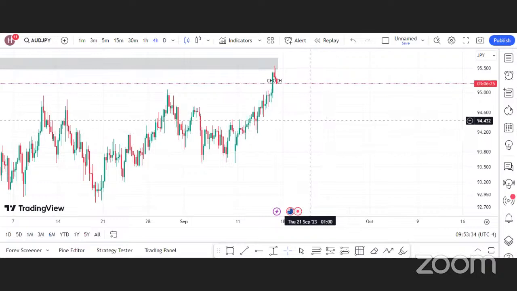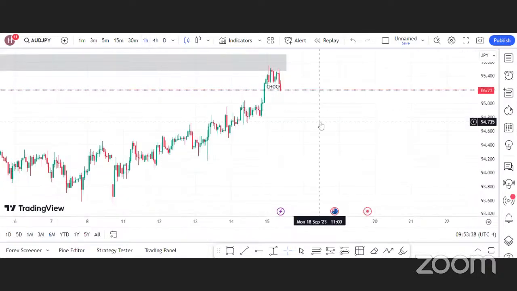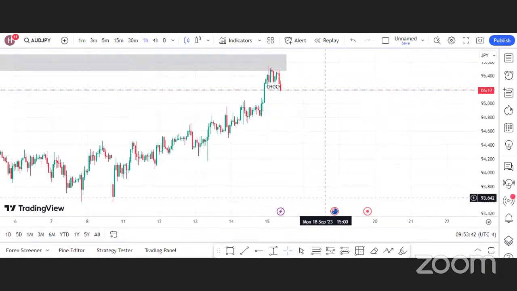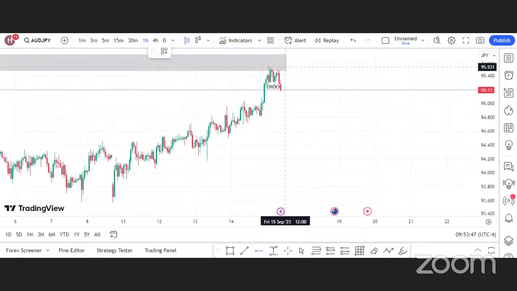So the only thing we could do right now is to wait for this market to go back and make a retracement from these levels. So let me mark this out. This is the 1 hour time frame.